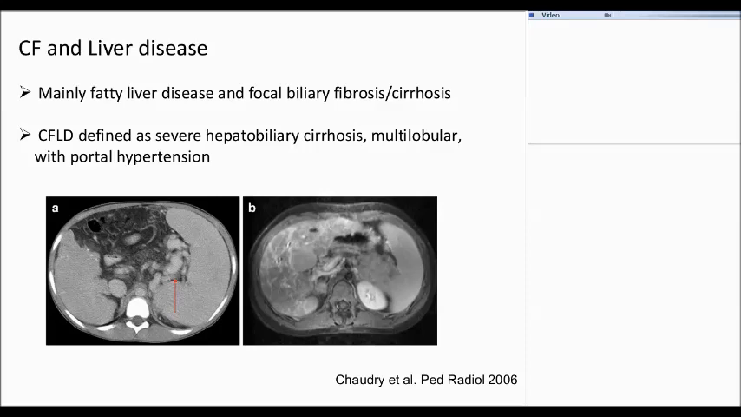Mainly when we talk about CF-related liver disease, we talk about the severe end form of progressive liver disease that develops out of focal biliary fibrosis and then progresses to cirrhosis. Usually that ends up with a really severe picture of hepatobiliary cirrhosis. It's multilobular, and in consequence, the patient develops signs of portal hypertension. And here's some CT cross-sectional imaging of that.